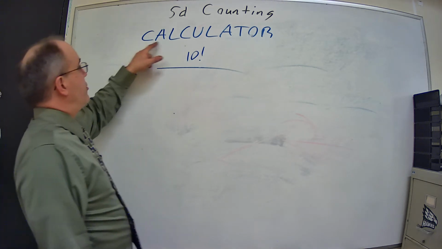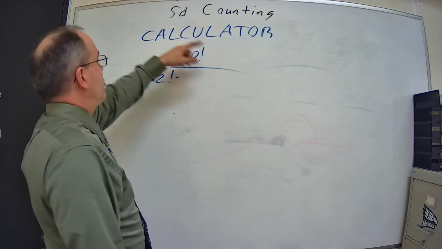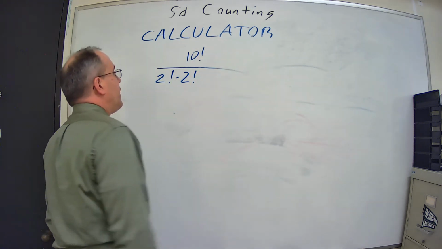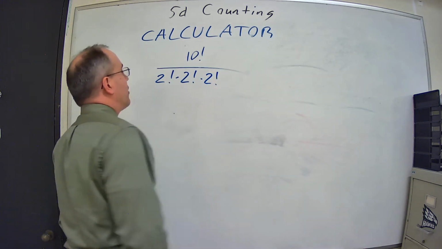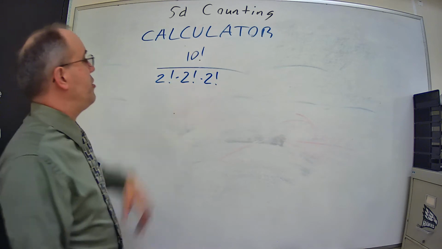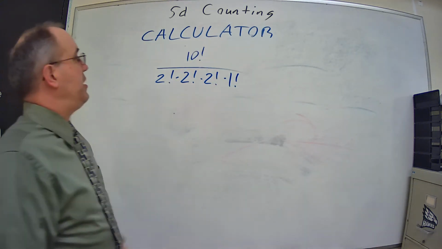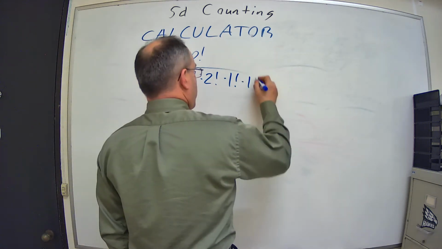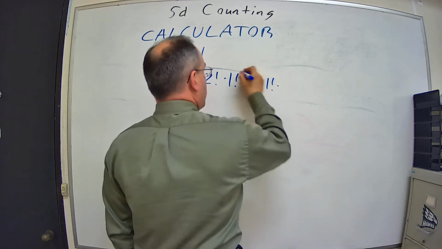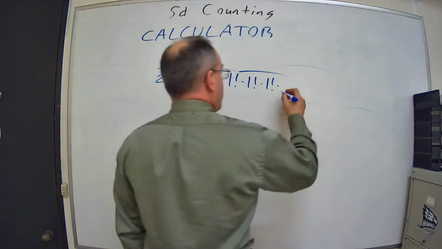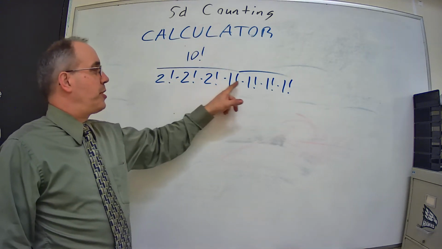Then we look and there's 2 C's, 2 factorial, there's 2 A's, 2 factorial, there's 2 L's, 2 factorial, 1 U, 1 factorial, 1 T, 1 factorial, 1 O, 1 factorial, and 1 R, 1 factorial. These are multiplication signs, multiplication, multiplication.